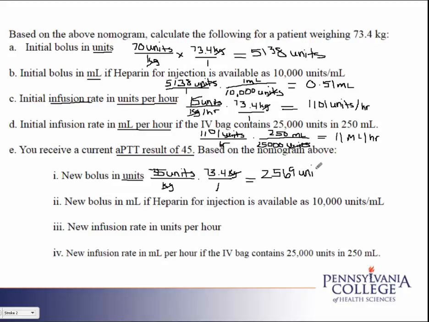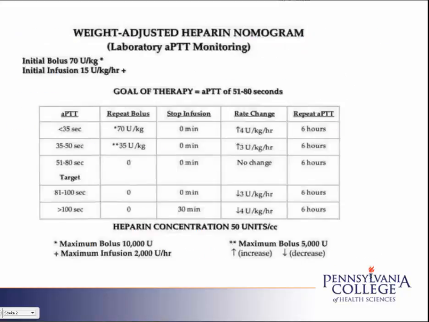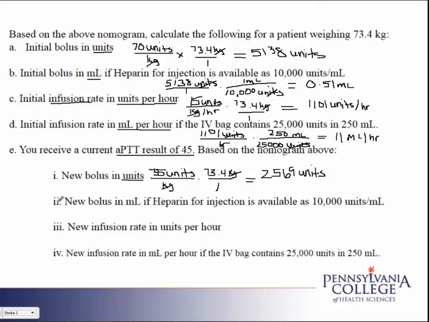Now, just like the initial bolus, I cannot go over the maximum. When I go back and double check, this double asterisk, the maximum for that bolus was 5,000 units. At 2,000 some units, I am below the maximum, so I will give the calculated dose. The next part asks me to find the new bolus in milliliters. So I'm going to take my answer from the previous part and convert it over to milliliters.